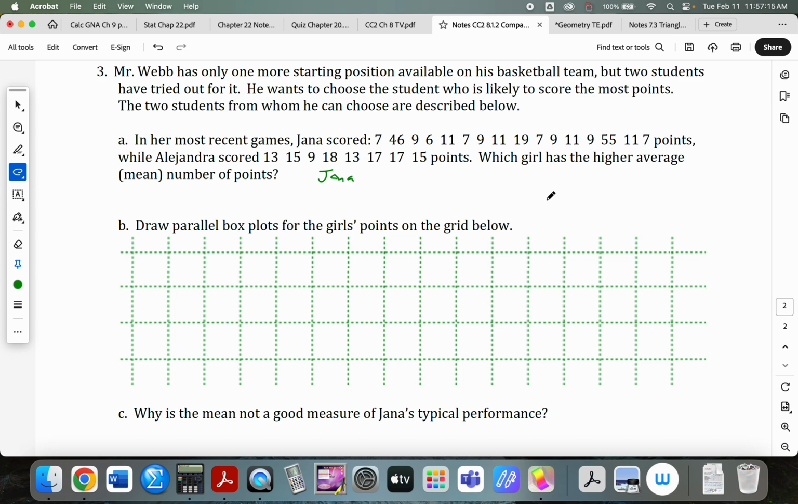All right, let's make parallel box plots for these. I'll give you a couple of minutes. You're going to need to put your data in order, find the quartiles and the whole deal. Does parallel look like that? Parallel means like this.